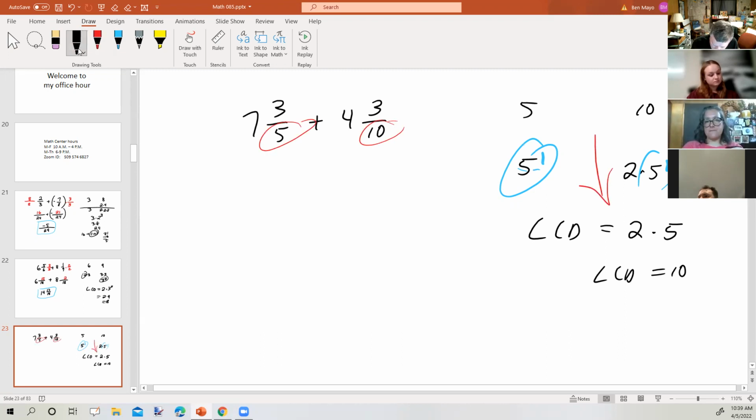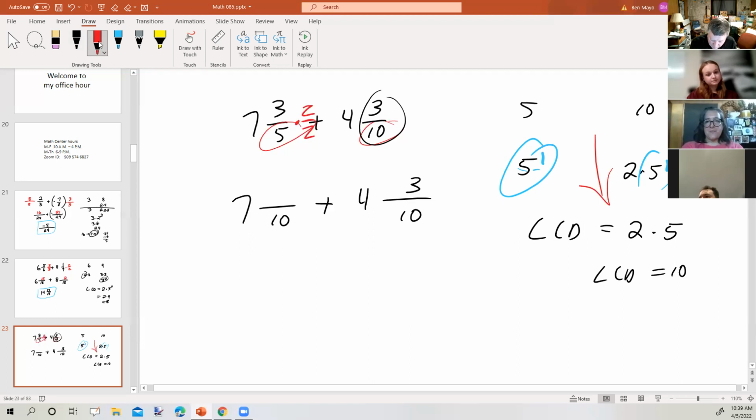Okay, so this is going to be 7 and so many tenths plus 4 and so many tenths. It ain't broke, don't fix it. So 3/10 stays 3/10. 3/5 we're going to multiply by 2/2 to get 6/10. So I've got 7 and 6/10 plus 4 and 3/10, which is 11 and 9/10. 9/10 won't reduce, so there's my final answer. Any questions about that problem?